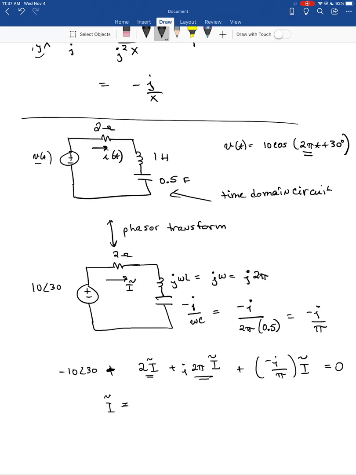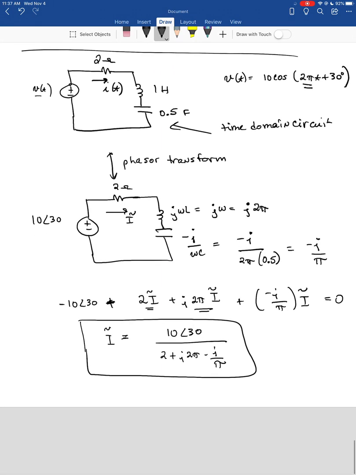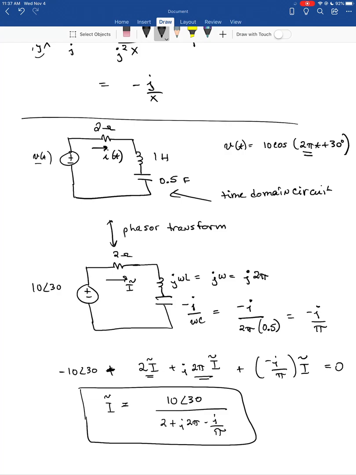So if we move the 10 angle 30 over, it becomes positive, and then we can solve for the phasor current. That's going to be 10 angle 30 divided by 2 plus j times 2 pi minus j over pi. So that's going to be the current in the phasor domain. This is not a solution because at this point I'm going to have to actually do some complex number math and then transform back to the time domain.